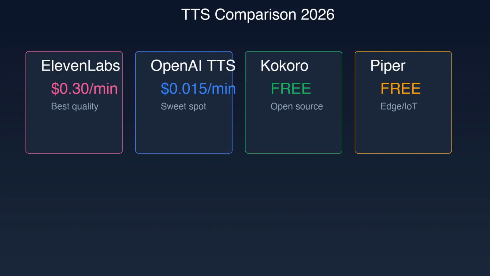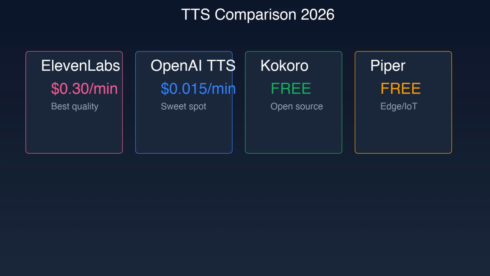OpenAI TTS is the sweet spot for most production use cases. Great quality, simple API, and 20 times cheaper than 11 Labs at about 1.5 cents per minute. Kokoro is the open-source disruptor. It runs locally on your machine, costs absolutely nothing, and sounds surprisingly good. All of the AmtocSoft YouTube narration you're hearing right now is generated by Kokoro. 0 API calls, 0 cost. And Piper is designed for edge and embedded devices. It's extremely fast with minimal resource usage. Perfect for Raspberry Pi and IoT applications.